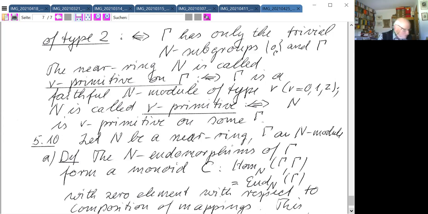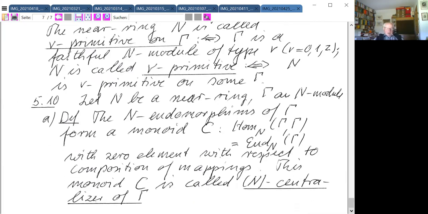Now, let N be a near-ring and gamma an N module, then the N endomorphisms of gamma form a monoid. It's clear. Just by composition, you form a monoid. The identity endomorphism is the identity element of this monoid. And it's a monoid with a 0 element, the endomorphism which maps everything to 0, with respect to composition of mappings. This monoid C is called the N centralizer.